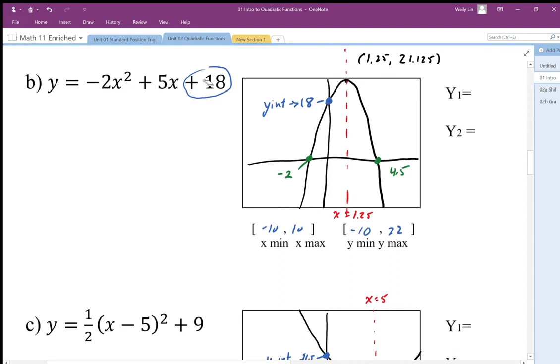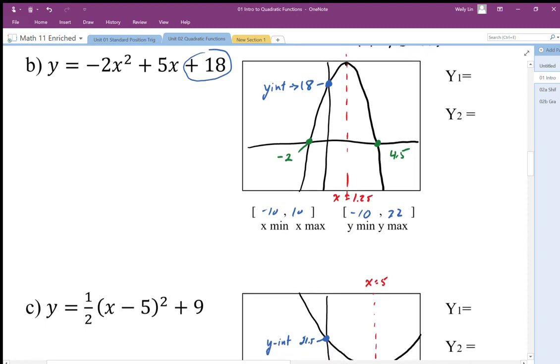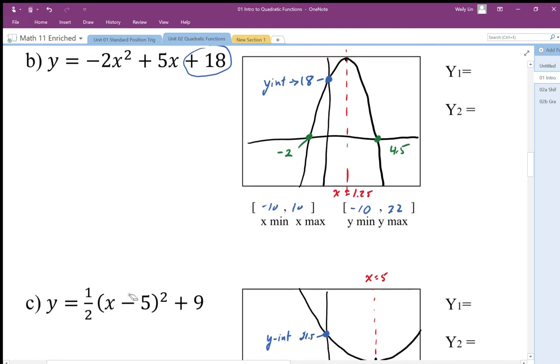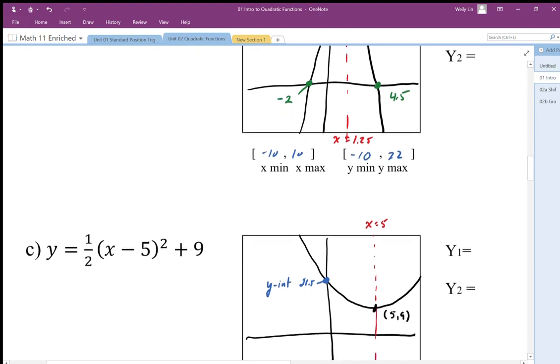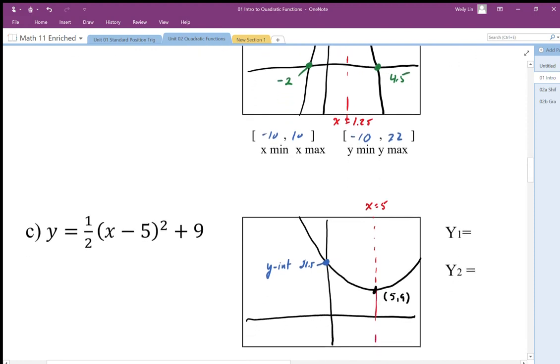This is the general form. It tells us something about the y-intercept. This is not the general form, so this number does not tell us anything about the y-intercept. Okay, but this is called the graphing form. The graphing form does tell us something about this graph. You may want to notice that those numbers show up on the graph. This 5 and this 9 show up at the vertex.